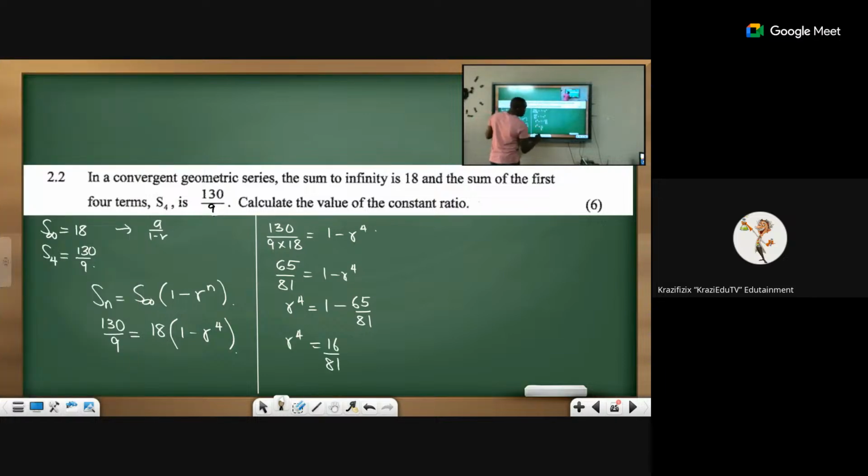What do we then do? We find the fourth root, but because it is an even root, I told you about that. 16/81. What is R? Plus or minus? This is 2 to the power 4. There we go.